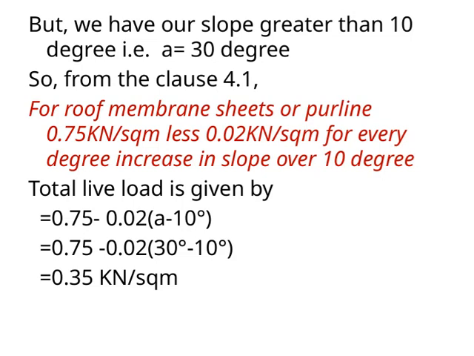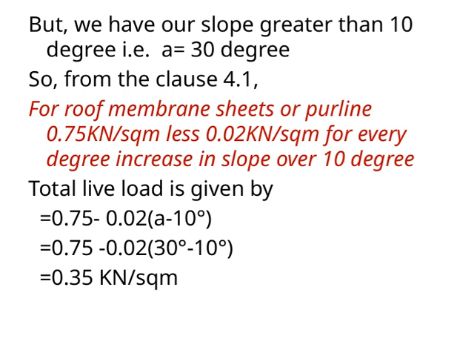All right, so in this slide, we're looking at a situation where our slope is greater than 10 degrees. Specifically, it's 30 degrees. According to Clause 4.1, there's a specific way to adjust the live load for roof membrane sheets or purlins based on the slope. What this means is that for slopes over 10 degrees, we need to subtract 0.02 kilonewtons per square meter for each degree above 10 from the base value of 0.75 kilonewtons per square meter.